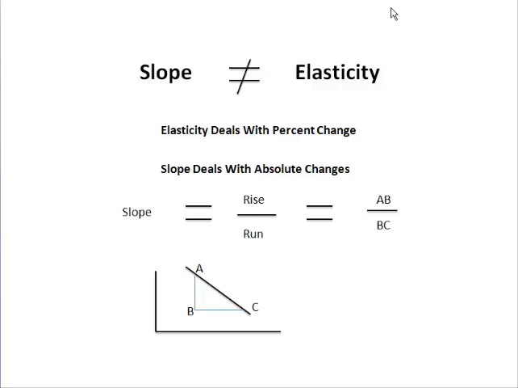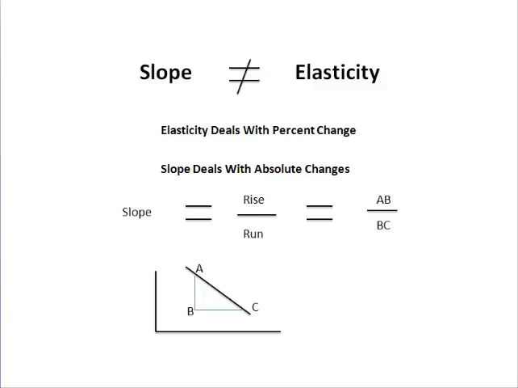Here's one item we need to make sure of. Slope and elasticity are not the same thing. Elasticity deals with a percent change, whereas slope deals with an absolute change. So we know that the slope of a straight line is equal to rise over run. And in this example here, it rises from A to B, and it runs from B to C, so the slope is equal to AB over BC.